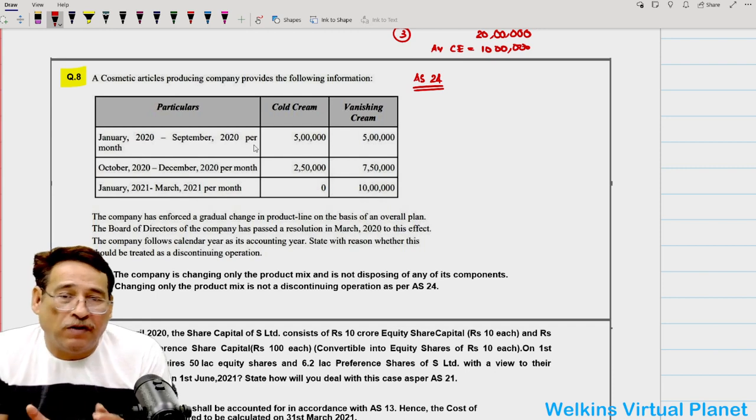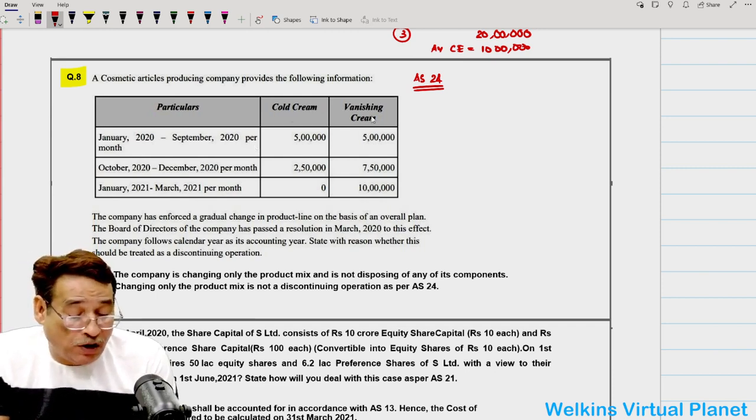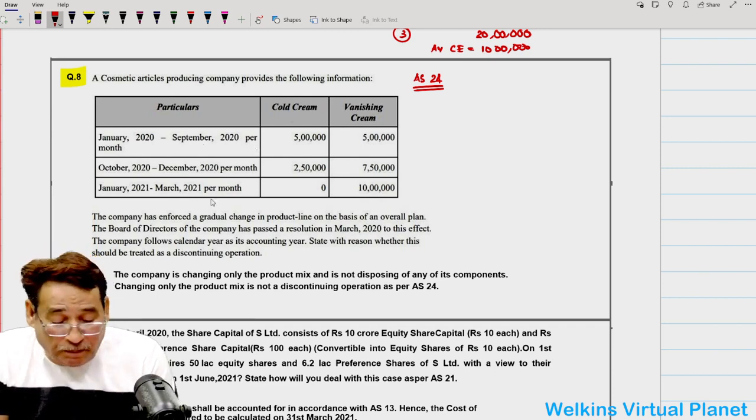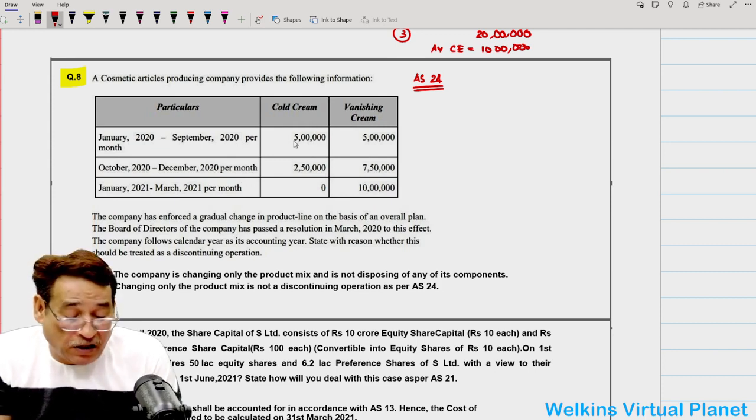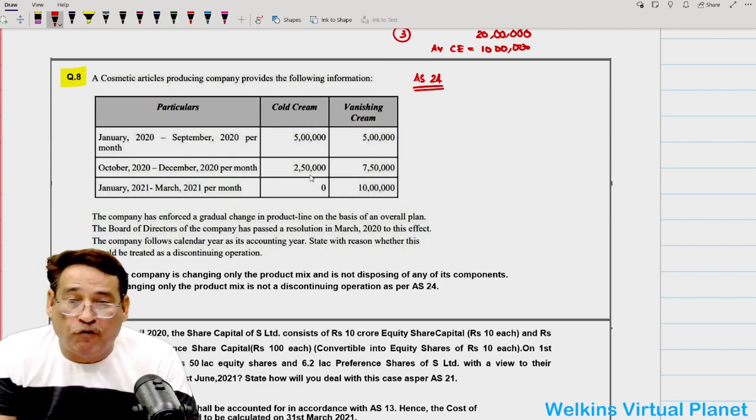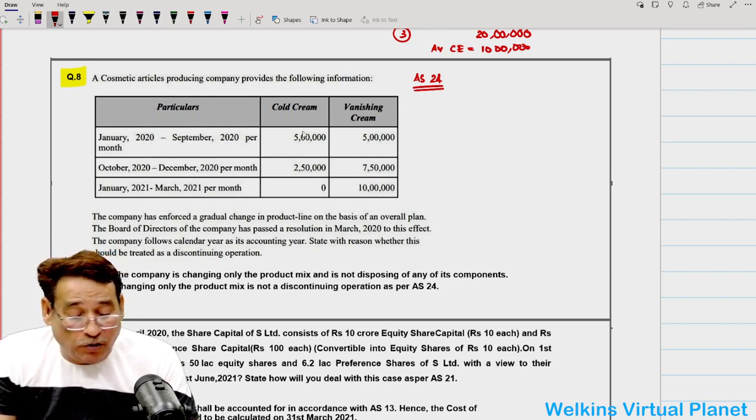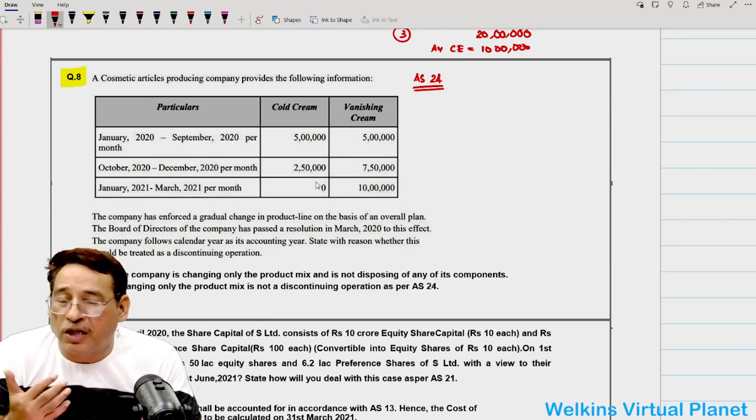In this question, what is given to you is that there are 2 products, cold cream and vanishing cream. With the passage of time, you will notice that the production of the cold cream is falling from 5 lakh to 2,50,000 to zero. From January to September, production is 5 lakh. But from October to December, the production is reduced to 2,50,000 units. And from January to March 2001, production has become zero.